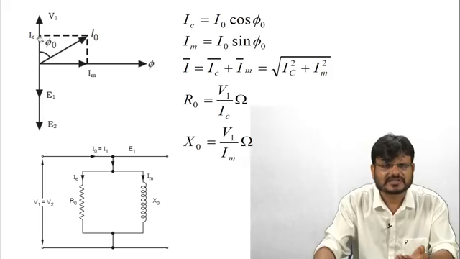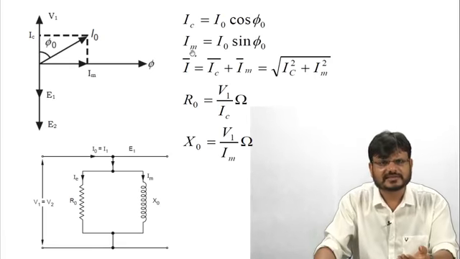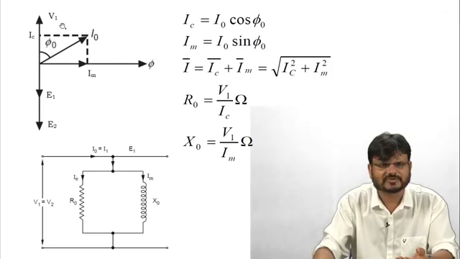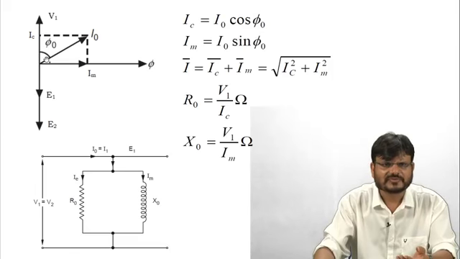So what is the value of this IC? IC is nothing but I naught cos phi naught, and IM is what? IM is I naught sin phi naught. So you have two values, this IC and IM, or you can say that this I naught is a phasor sum of the magnetizing current plus this IC core loss current. So now you have a value of IC, a value of IM, a value of V1, and a value of phi naught.